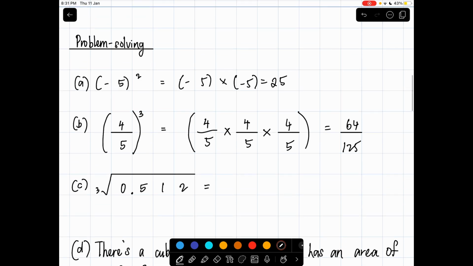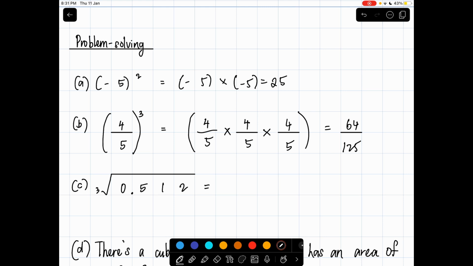C. The cube root of 0.512. Now, this is where I have to tell you something. All of these 3 questions, although it's important for you to understand how they work conceptually and how to do them manually, you are still allowed to use your calculators.